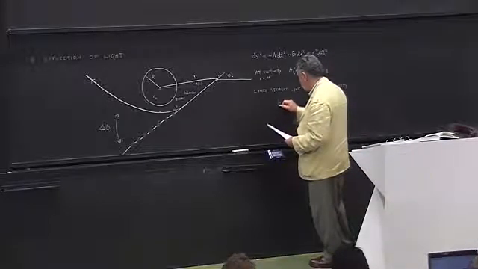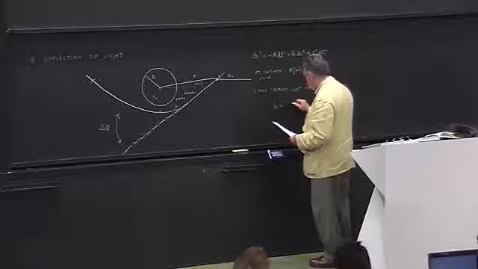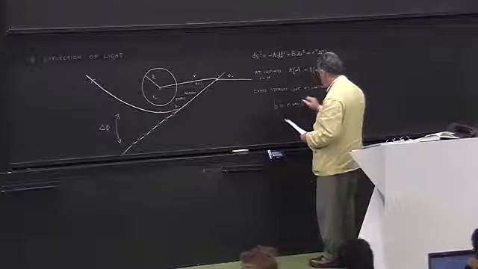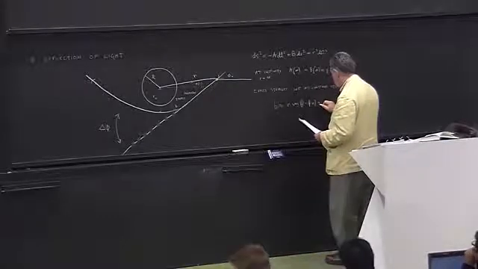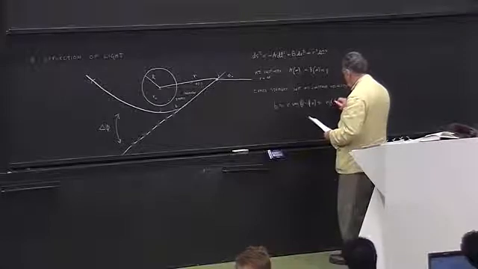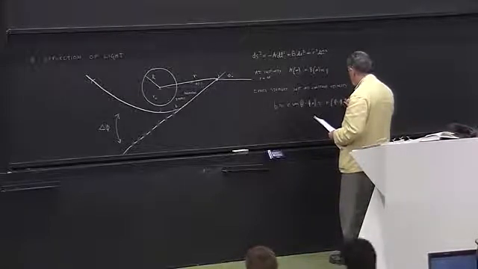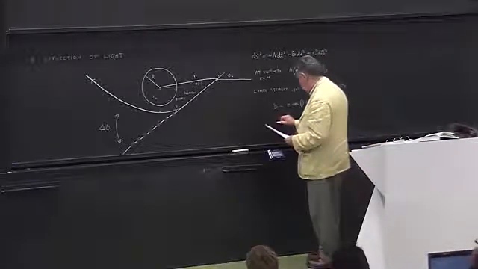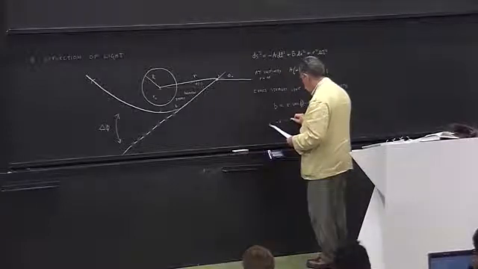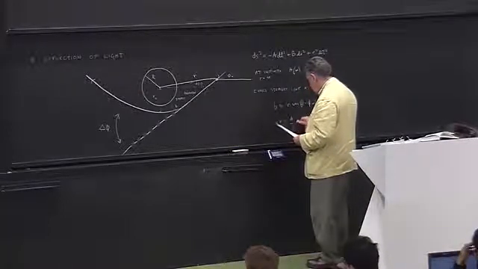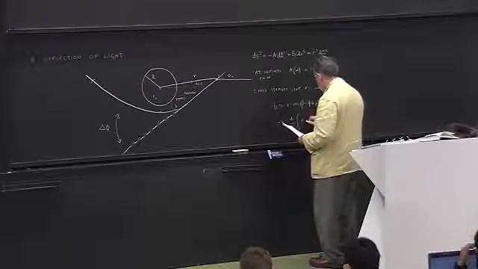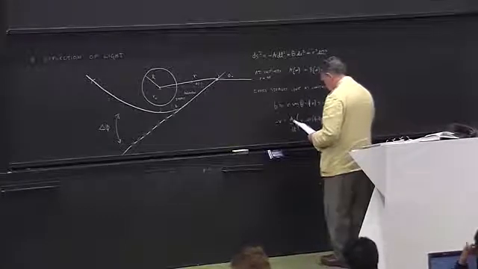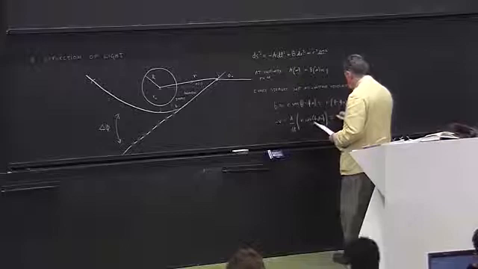So what you would say is that b is r sine of phi minus phi infinity, which is approximately r times phi minus phi infinity. And the velocity is approximately d by dt of r cosine of phi minus phi infinity, which is approximately dr/dt.